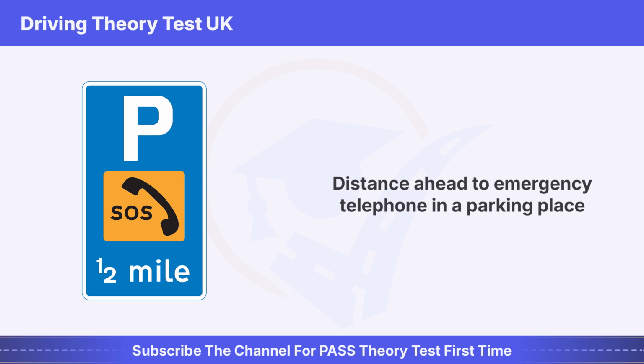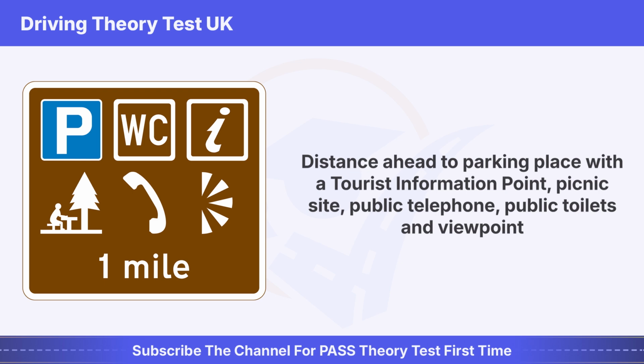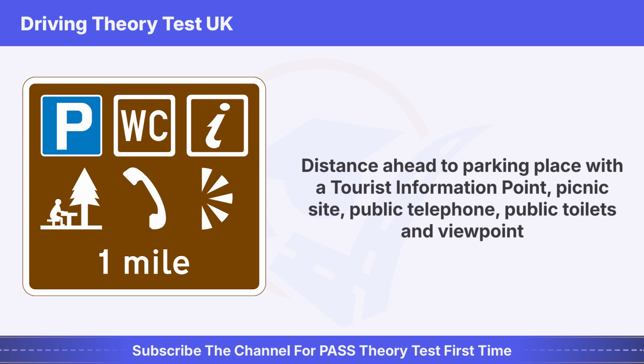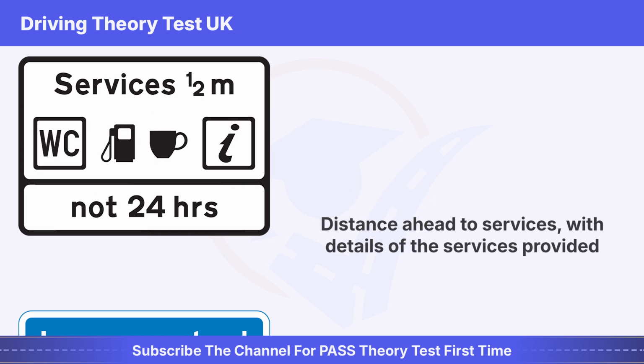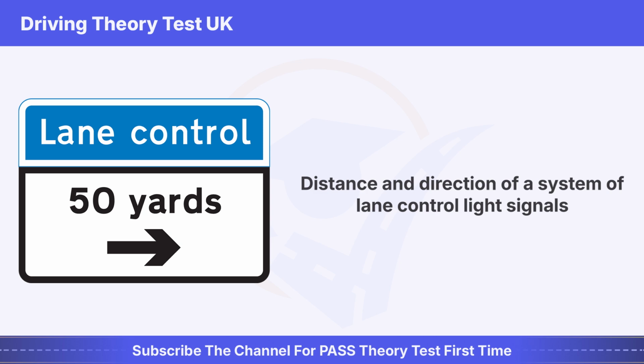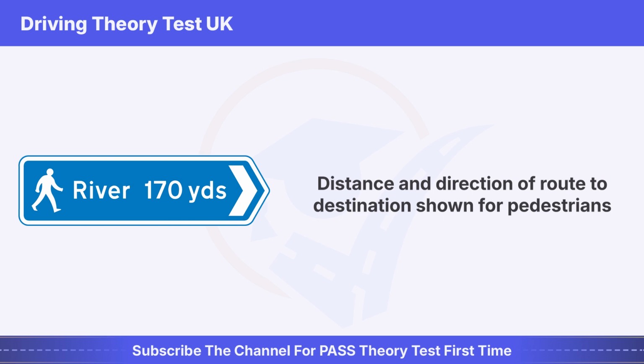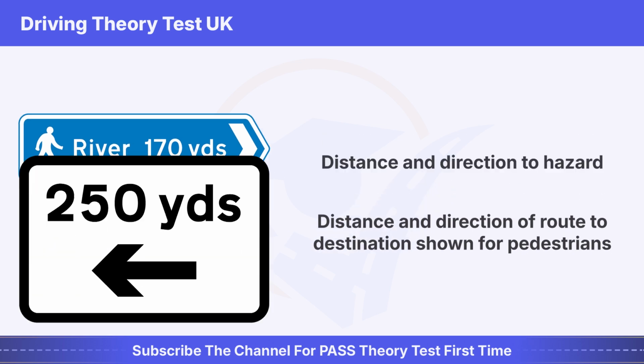Distance ahead to emergency telephone in a parking place. Distance ahead to parking place with a tourist information point, picnic site, public telephone, public toilets, and viewpoint. Distance ahead to services with details of the services provided. Distance and direction of a system of lane control light signals. Distance and direction of route to destination shown for pedestrians.